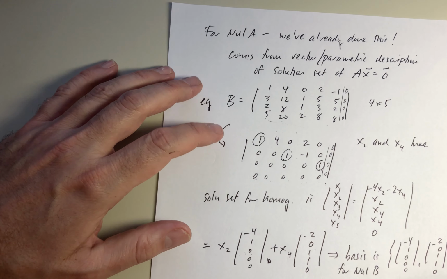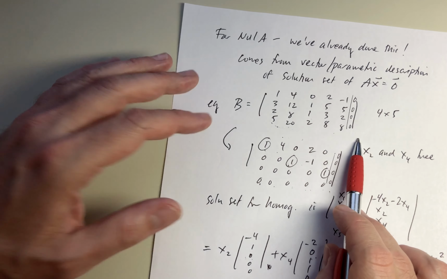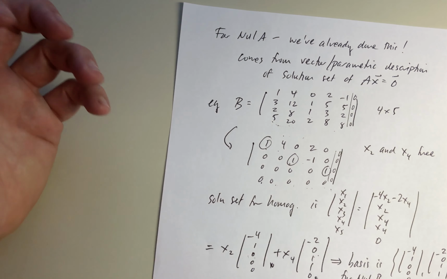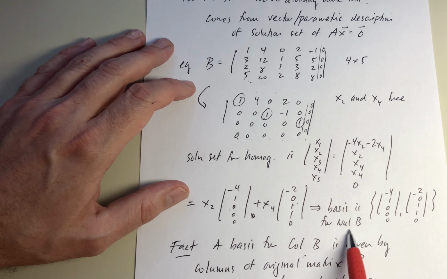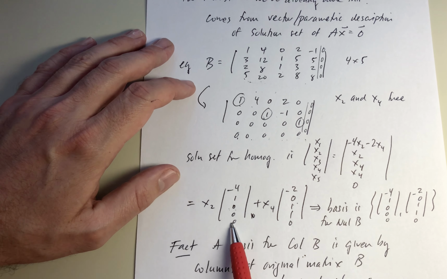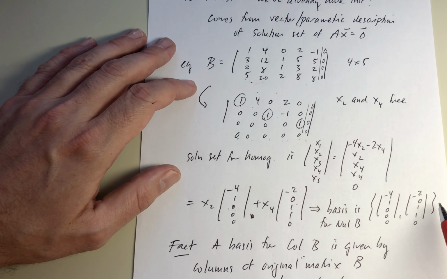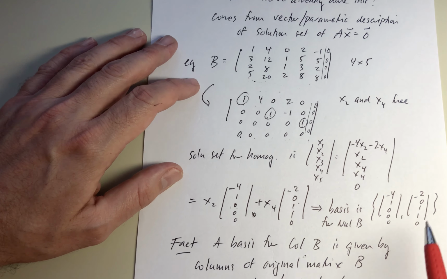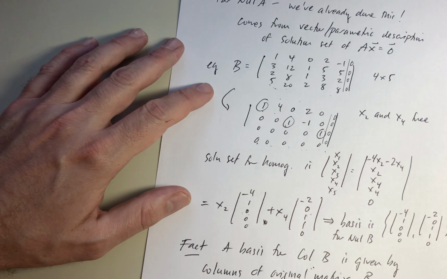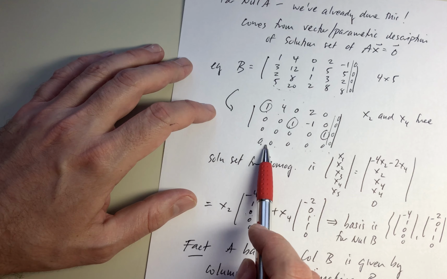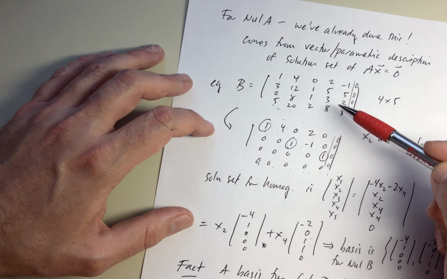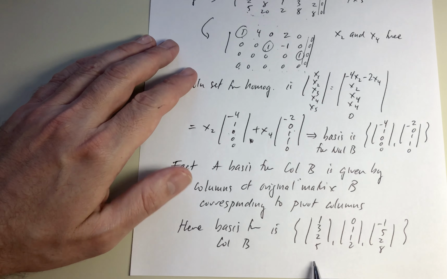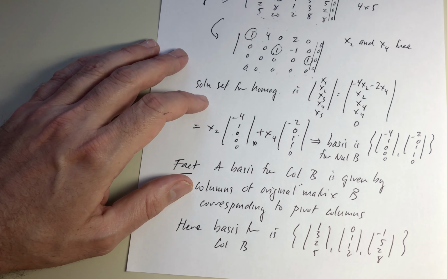This is the kind of question you'll see: here's a matrix B, give me a basis for the null space and a basis for the column space. The basis for the null space is, like I said, given by this vector description of the solution set of the homogeneous system. That's your basis there, the two vectors. A basis for the column space is sort of easier. You just need to know where the pivot columns are, and you take the corresponding vectors in the original matrix, and you get a basis for the column space.